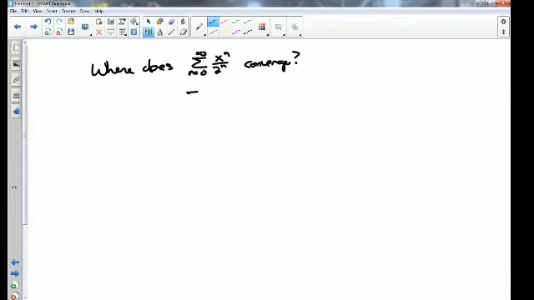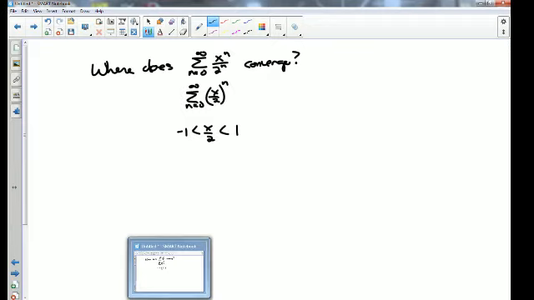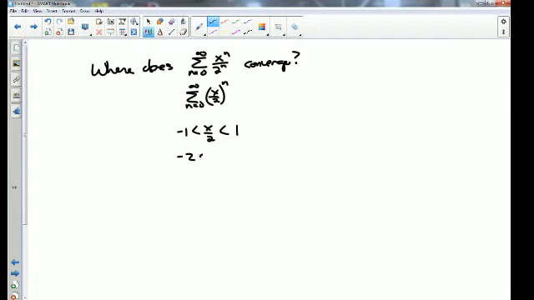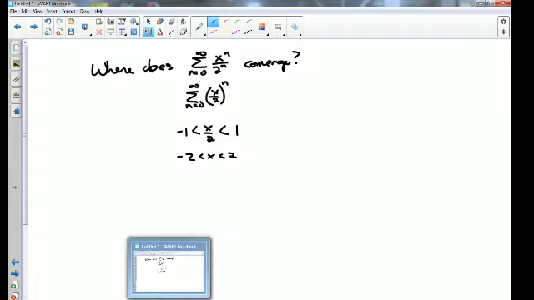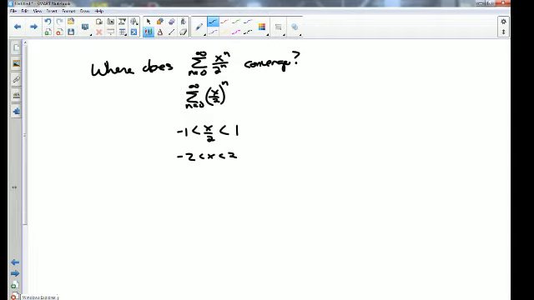This is a geometric series. If you rewrite it in such a manner, that term, in order for a geometric series to converge, has to be between negative 1 and 1. So in this case, if you're at this stage, and then multiply by 2, the radius is 2. So that's the radius of convergence.